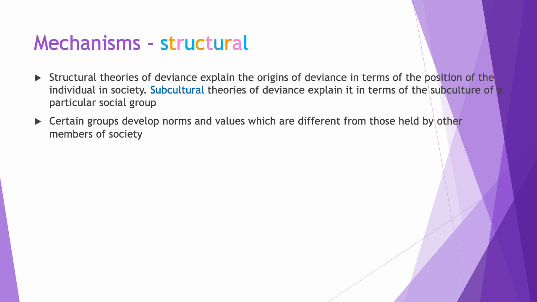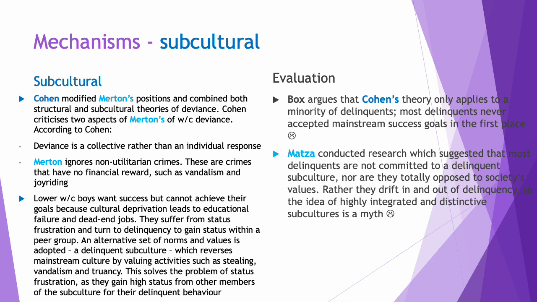Structural theories of deviance explain the origins of deviance in terms of the position of the individual in society. Subcultural theories of deviance explain it in terms of the subculture of a particular social group. Certain groups develop norms and values which are different from those held by other members of society. Cohen modified functionalist Merton's positions and combined both structural and subcultural theories of deviance.